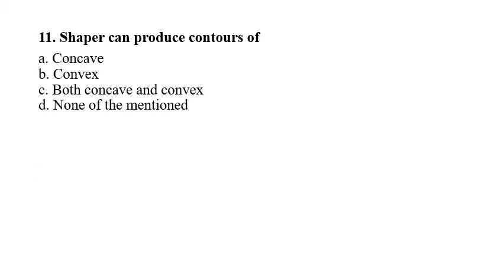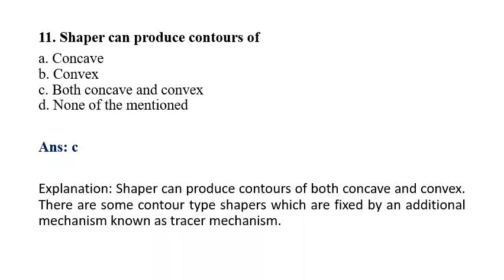Question number 11. Shaper can produce contours of concave, convex, both concave and convex, none of the mentioned. The answer will be C, both concave and convex. Shaper is capable to produce both concave and convex contours.